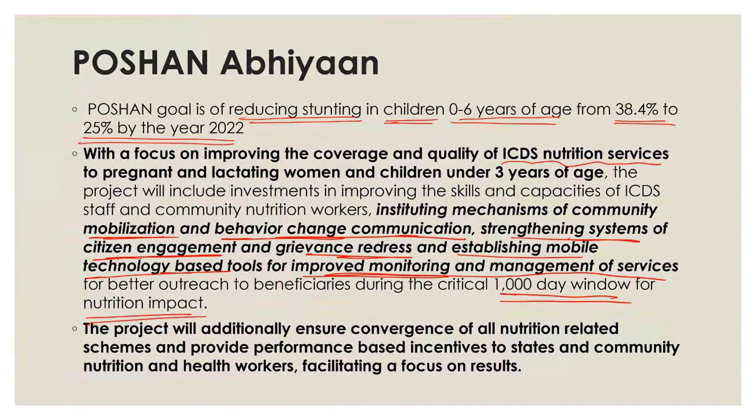There's a chapter in the Economic Survey on mother and child, and it talks about the fact that the first 5 years of the child are most important, and the first 1,000-day window period is most important for avoiding stunting or reduced height, etc. Okay. The idea is obviously that the Poshan Abhiyan will ensure convergence of all schemes and give performance-based incentives to states and to various nutrition and health workers, and there will be a focus on this.